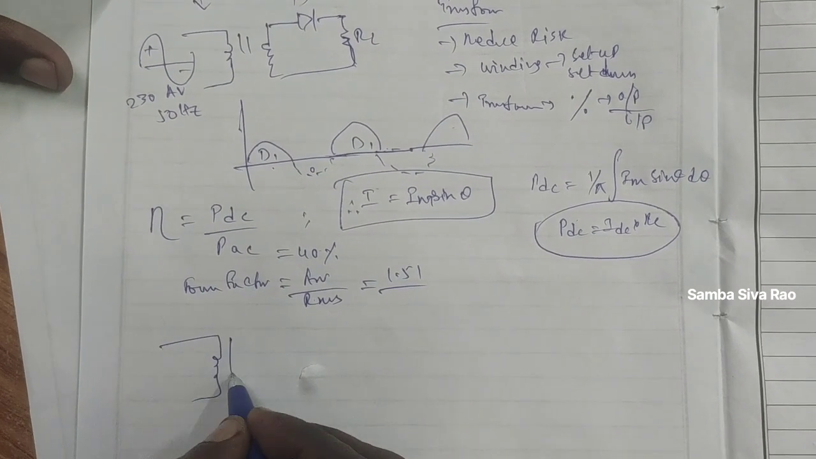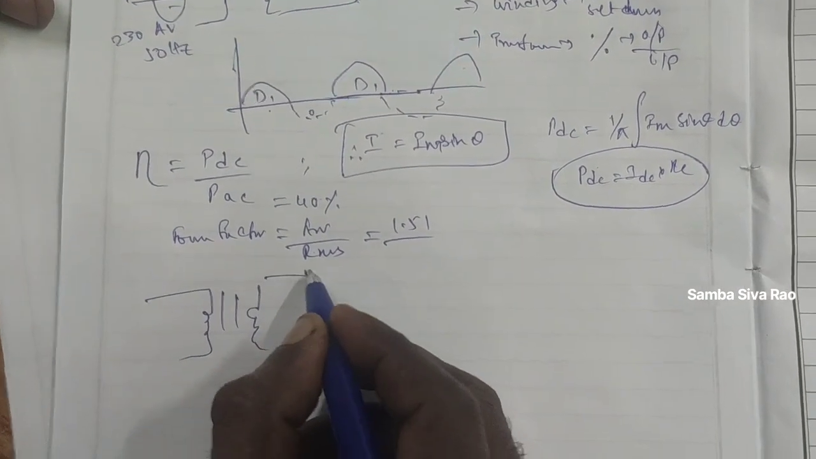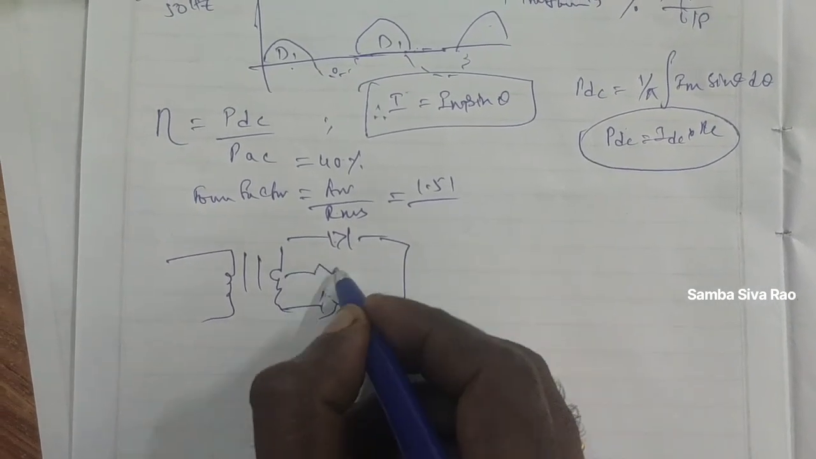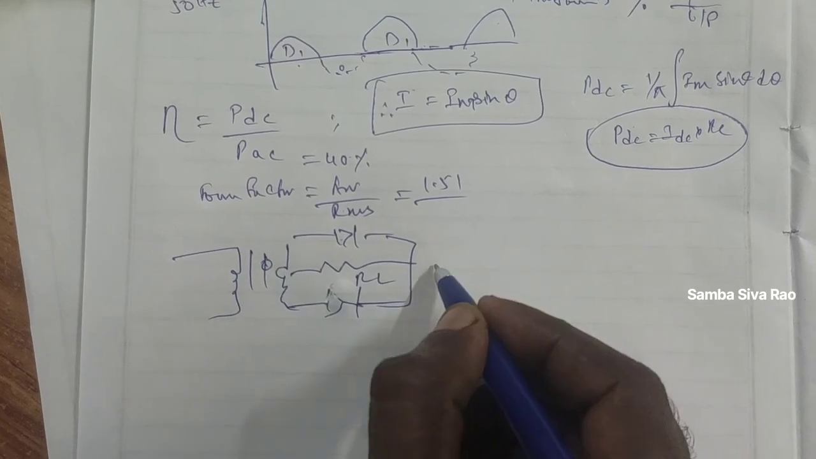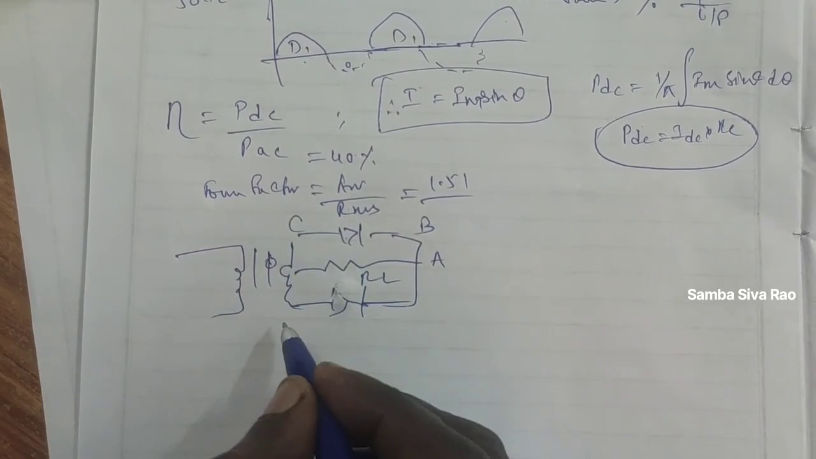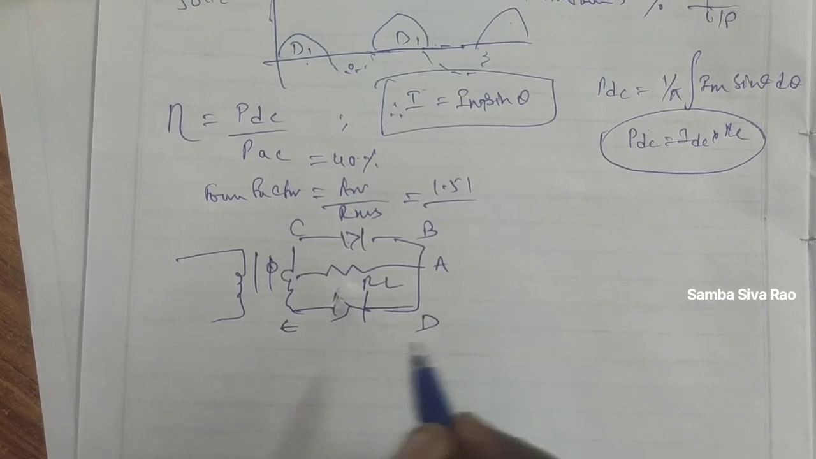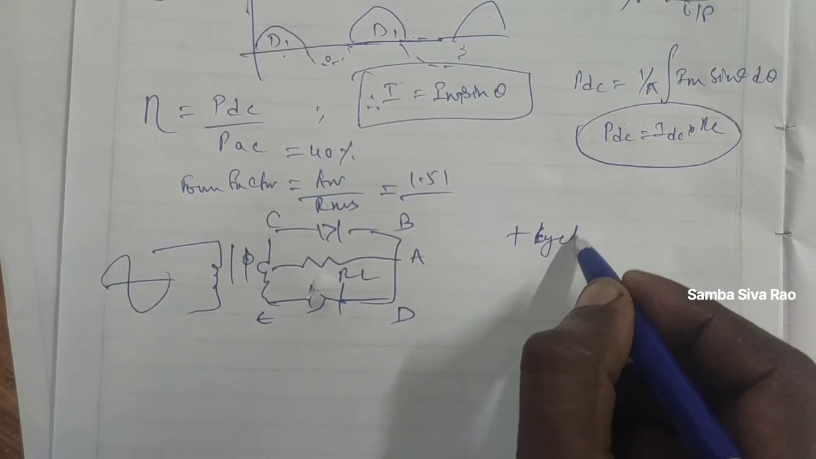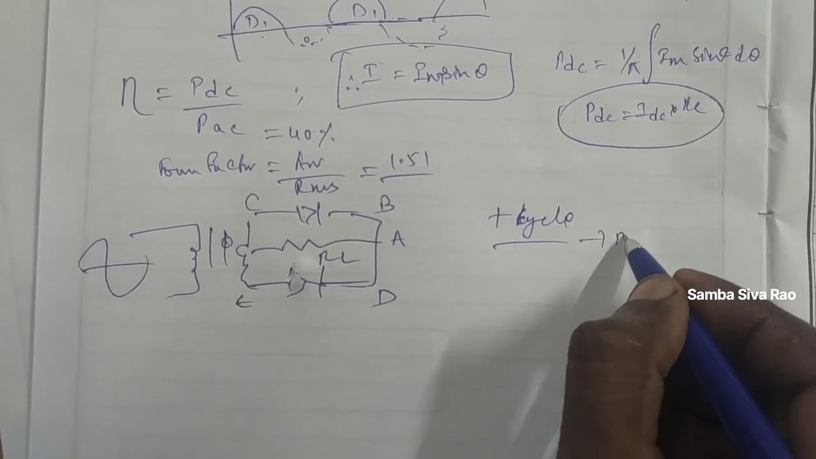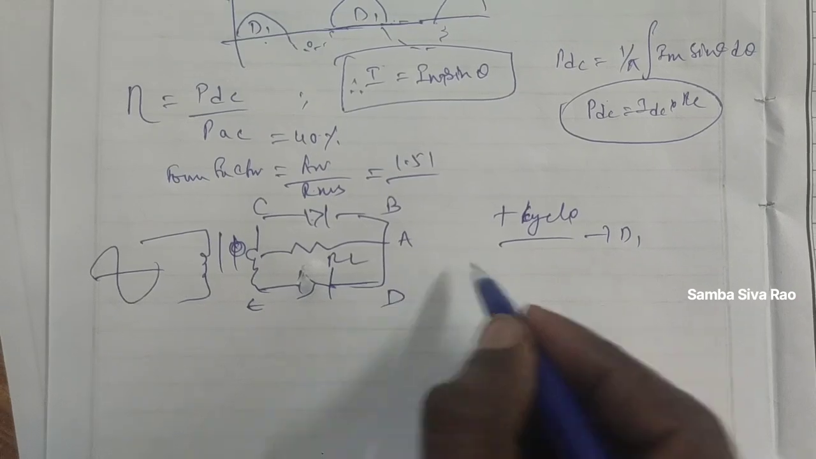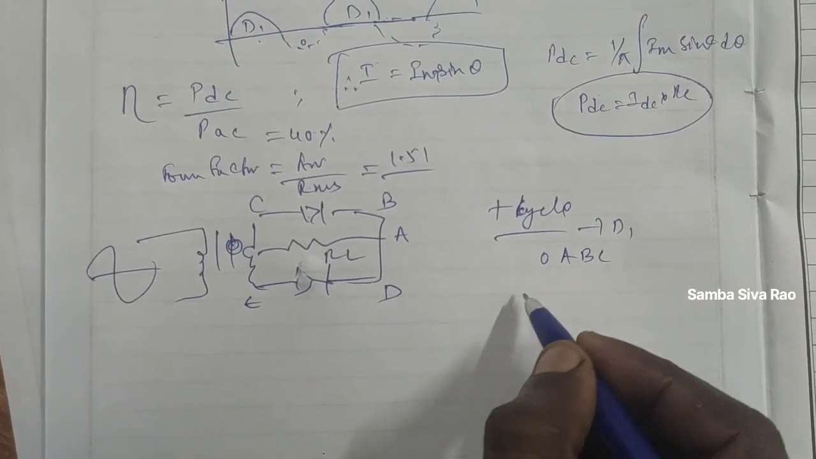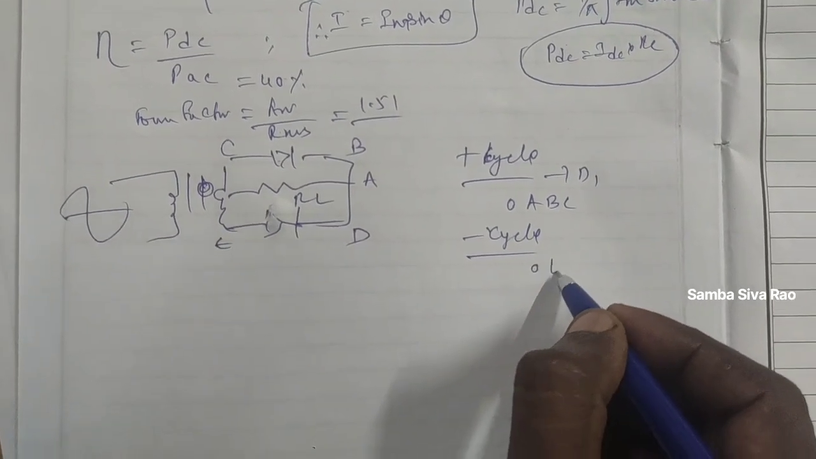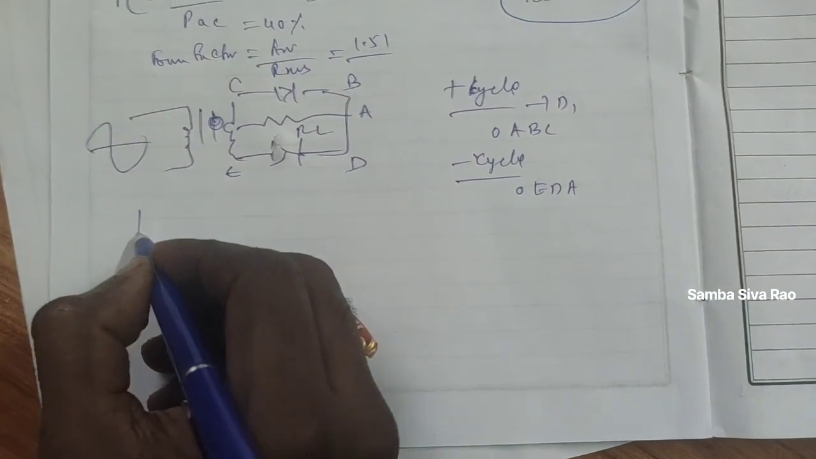Next one, we want the full wave rectifier. Full wave rectifier, again the circuit is the same, but both are separated by a center tap resistor RL. I'm noting the notation. In the positive cycle, what will happen? In the positive cycle, the upper diode D1 will conduct, that is 0 A B C. Whereas in the negative cycle, the lower diode will conduct, so that 0 E D A. This is what happens.